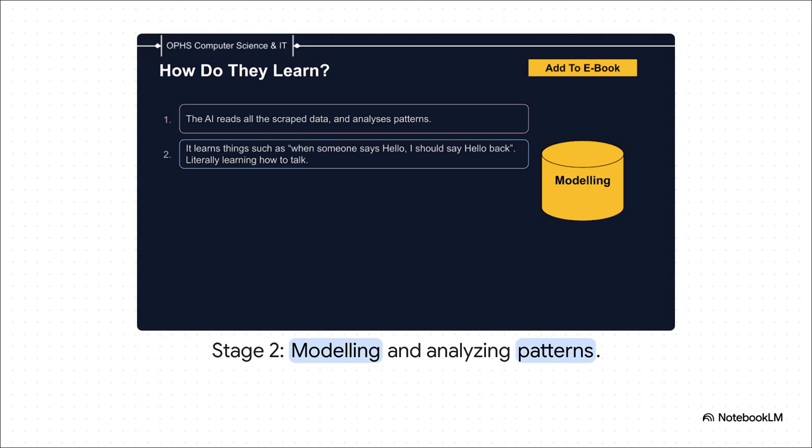Once they've hoarded all that data, we move to Stage 2, modeling. Now, the AI doesn't just read this data, it maps it mathematically. It observes the probabilistic patterns of human language, so it learns that if the input is hello, the statistically correct output is to say hello back. It is literally modeling human behavior based on the millions of times it recognized that pattern in the scraped data.